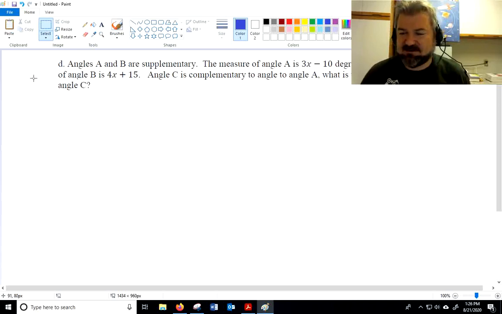Angles A and B are supplementary. The measure of angle A is 3x minus 10 degrees. The measure of angle B is 4x plus 15. Angle C is complementary to angle A. What is the measure of angle C?